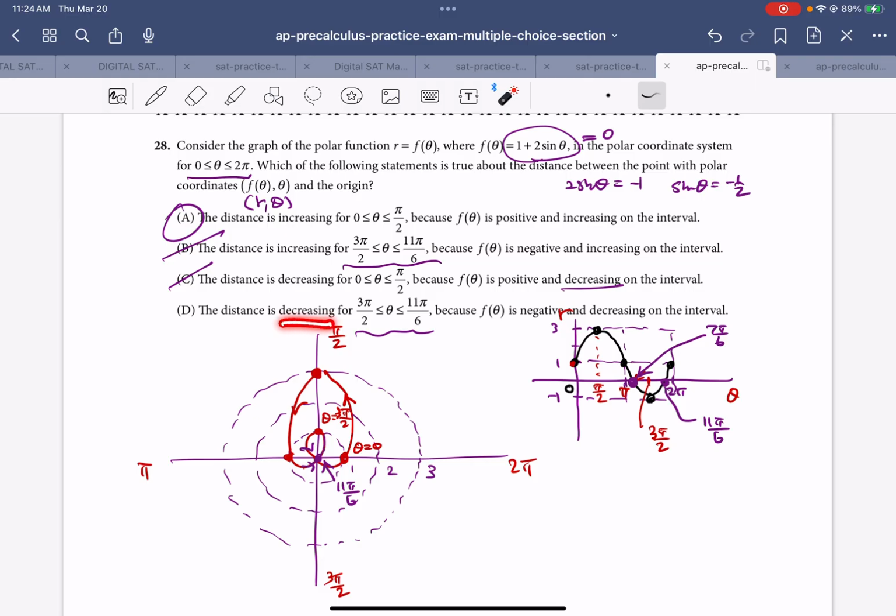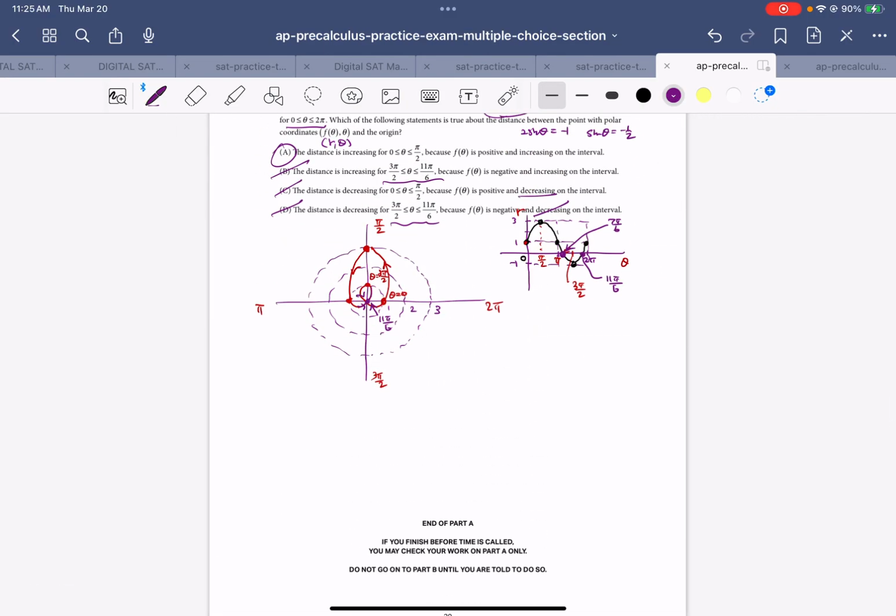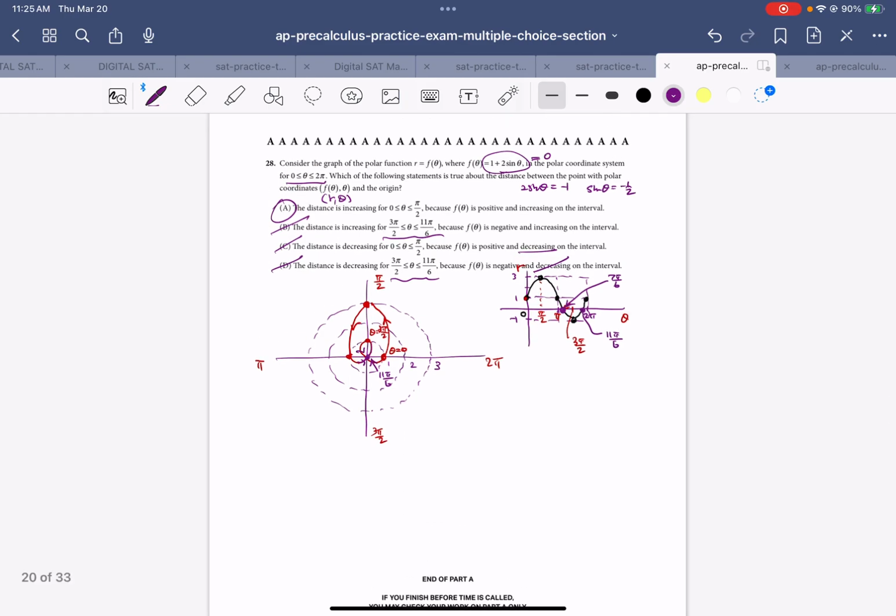This one says decreasing, and f of theta is negative. Yeah, this is negative here, right? But actually r is not decreasing, it's increasing. It's negative, but a smaller negative is increasing. So this description is wrong, right? Therefore, D is also wrong. So yeah, A is right. You could choose it earlier, but I just wanted to analyze it. Okay. Yep, that's it for this graph, and then I will continue to the calculator section.